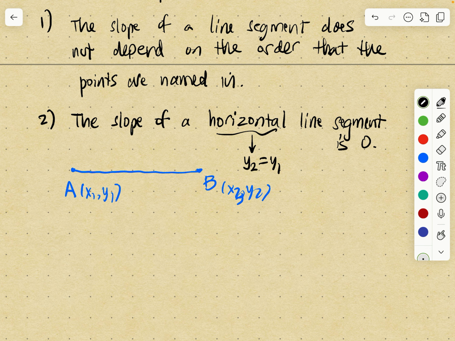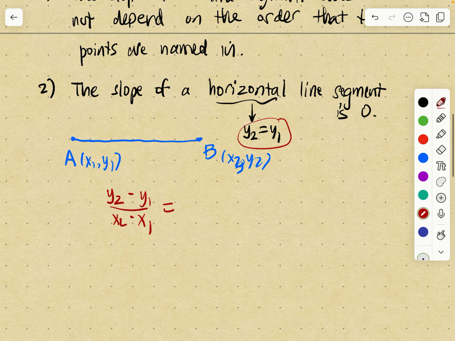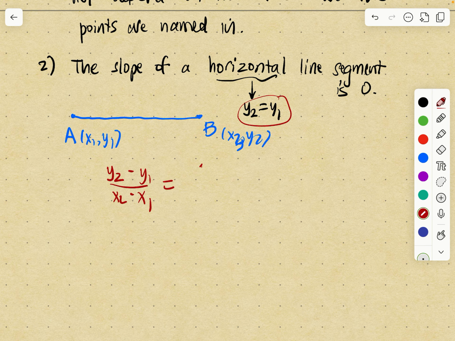So what do you get when you do the slope? You get y2 minus y1 all over x2 minus x1. Well, what's y2 minus y1 equal to? y2 is equal to y1, so when you subtract, you just get 0. So 0 over x2 minus x1, and of course that's 0. So the slope of a horizontal line segment is 0. Which kind of makes sense. If you think about it intuitively, it's not steep at all, right? So it's a good thing that the slope is 0 when you have a horizontal line segment.